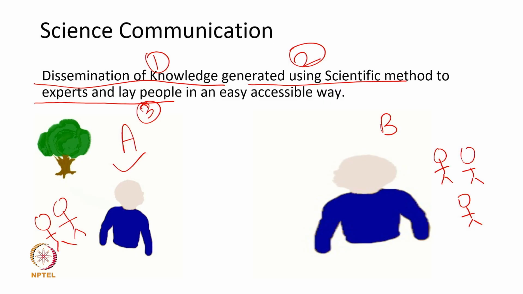And the last and the important part is how to do that. So it should be done in an easy and accessible way so that the concerned can get to know about the discovery. So this is the fourth part. Now let us understand the different components associated with science communication with another example.